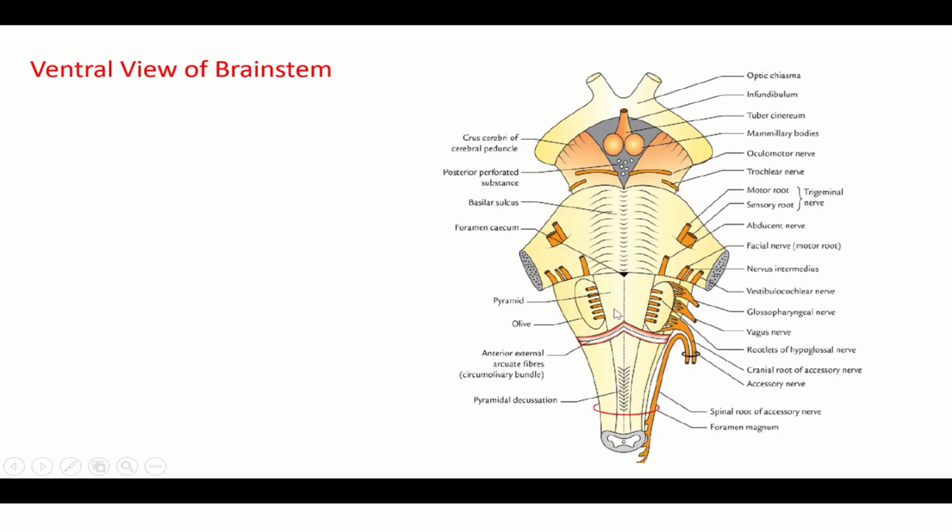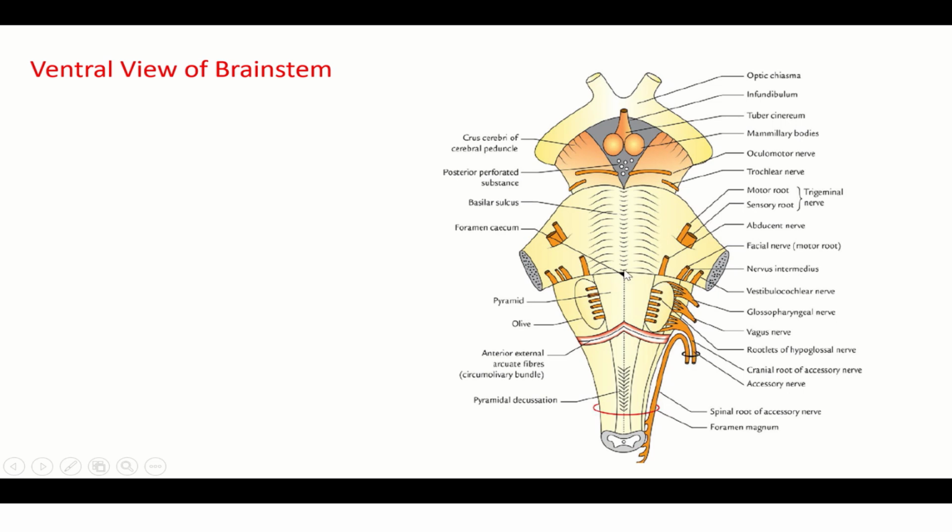You can see here, this is the ventral view of the brainstem. If you observe here, these are the pyramidal decussations. This is the pyramid, and this is the olive. Between the pyramid and olive, you can see the rootlets of the hypoglossal nerve. Behind the olive, you can see the glossopharyngeal nerve, the vagus nerve, and the cranial root of the accessory nerve coming and joining with the spinal root of the accessory nerve to form the accessory cranial nerve.